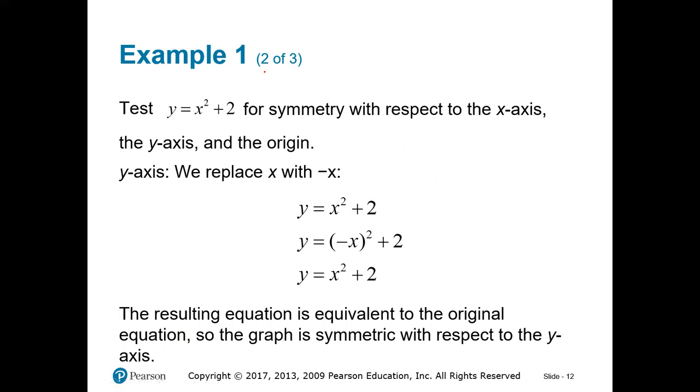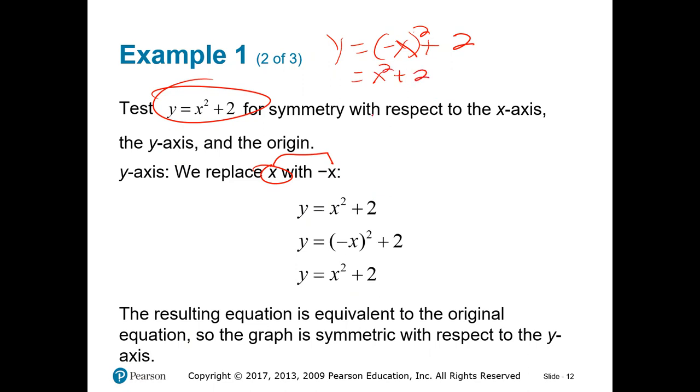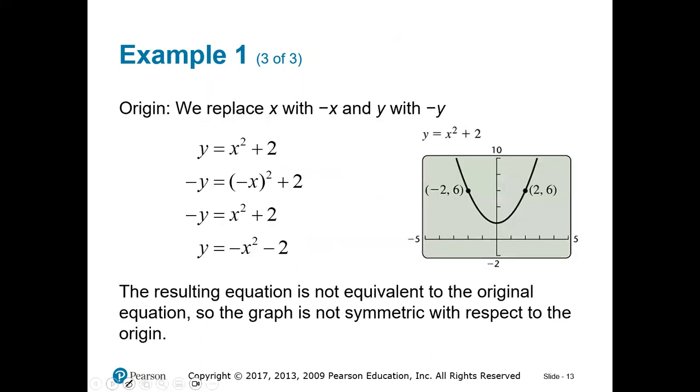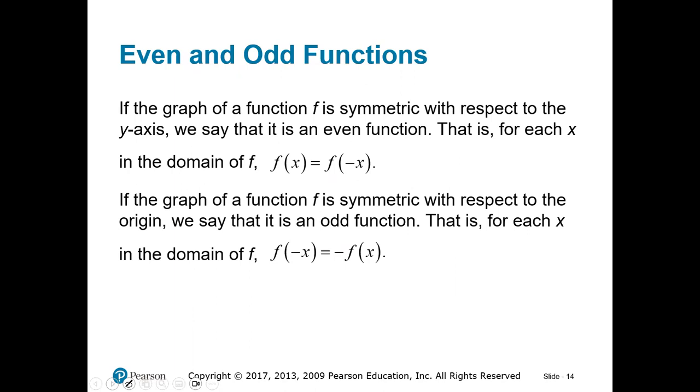So what if I said, well, instead of changing the y, let's change the positive x to the negative x, and will it give me back what was equivalent to it? So if I take that negative x and square it, because that's what the function here is, we know that negative squared is positive, and we still come back to this. So yes, it is symmetric with respect to the y-axis. Okay, and that's showing you how to graph it.